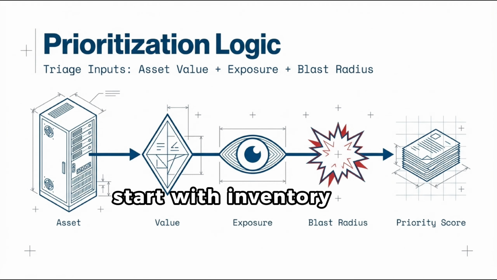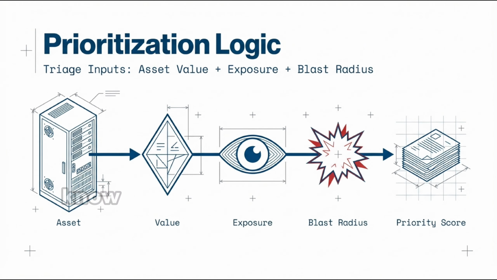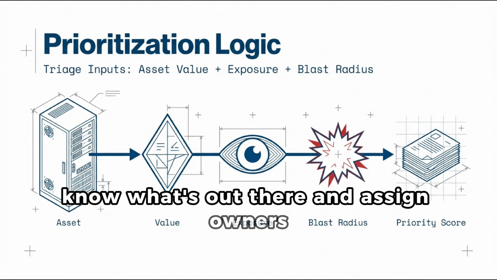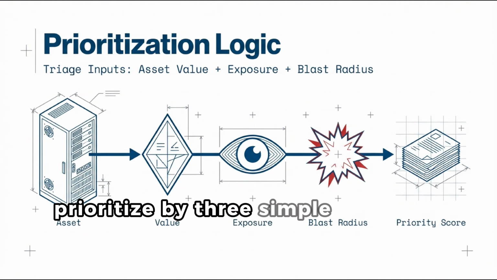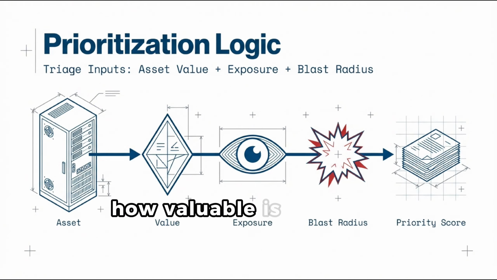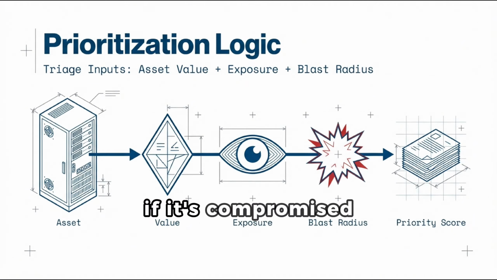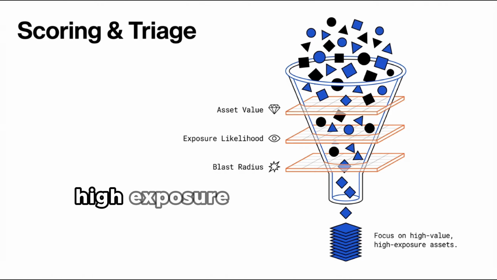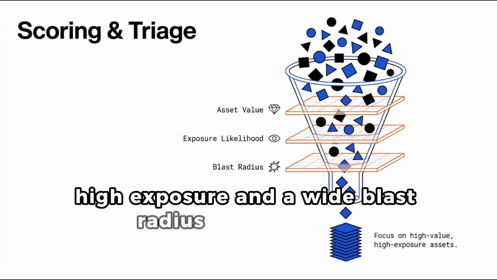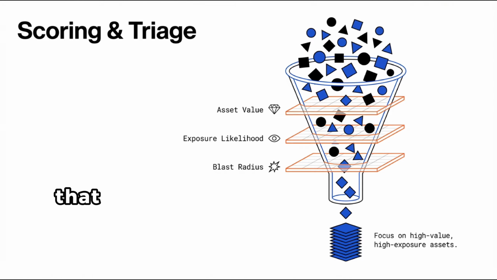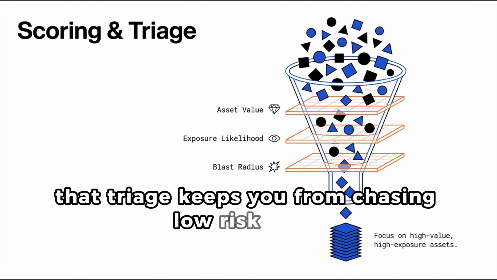Start with inventory and prioritization. Know what's out there and assign owners. Prioritize by 3 simple questions. How valuable is the asset? How likely is it to be exposed? And how wide is the possible damage if it's compromised? High value, high exposure, and a wide blast radius get fixed first. That triage keeps you from chasing low-risk noise.